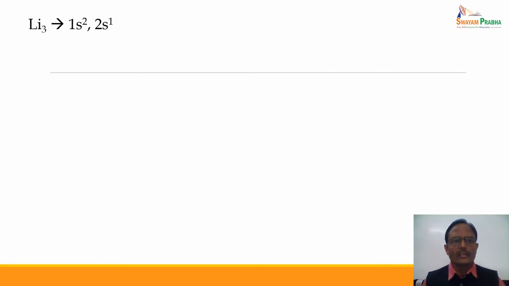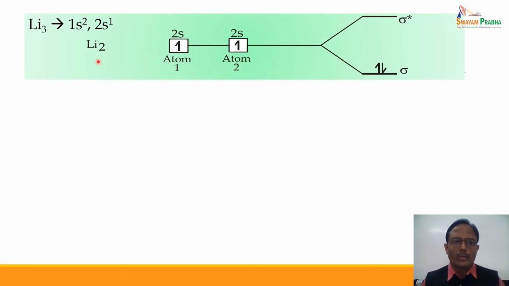Now consider the atom of lithium. Lithium has the electronic configuration 1s2, 2s1. So there is only one electron in the valence shell, and the valence shell is the second shell. Now if a molecule Li2 is formed, the 2s electron of one atom and the 2s electron of the other atom, these two orbitals will mix and form sigma and sigma star, the bonding and anti-bonding molecular orbitals. Since there are two electrons available, both of them will go to the bonding molecular orbital, that is the sigma molecular orbital.